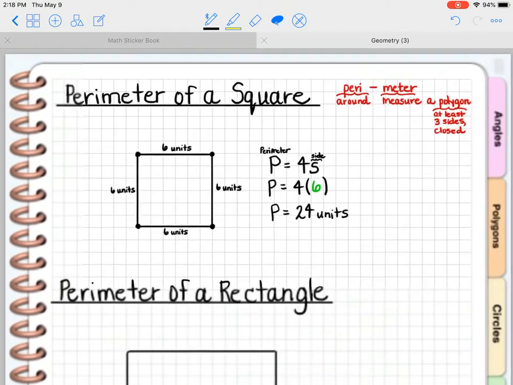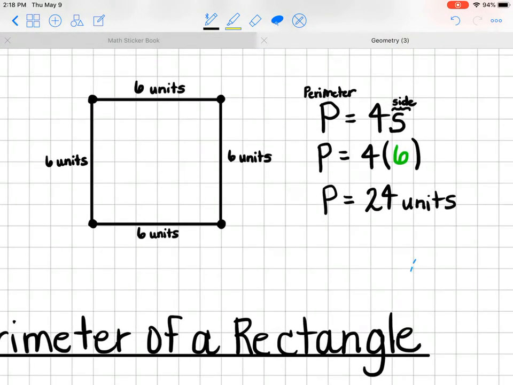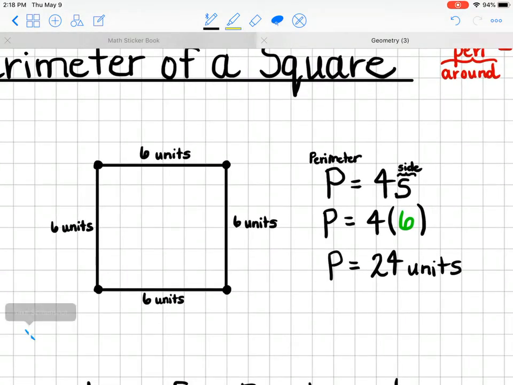And you may be thinking, why is she making me do this? I can look at that and know that that's 24. What's the point of going through all of this stuff? And the simple answer to that is because we have to know the algebra.